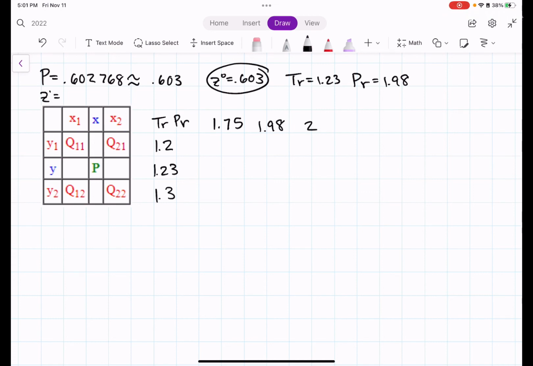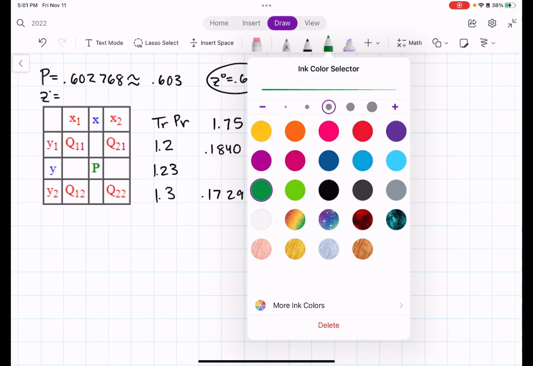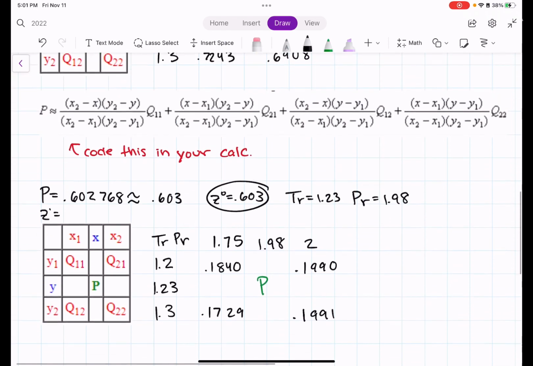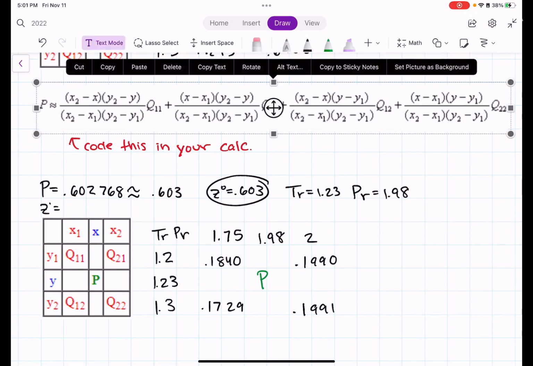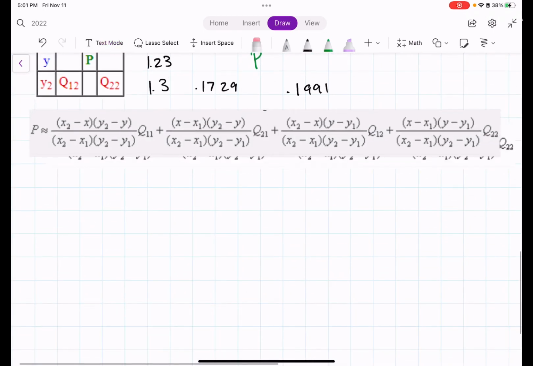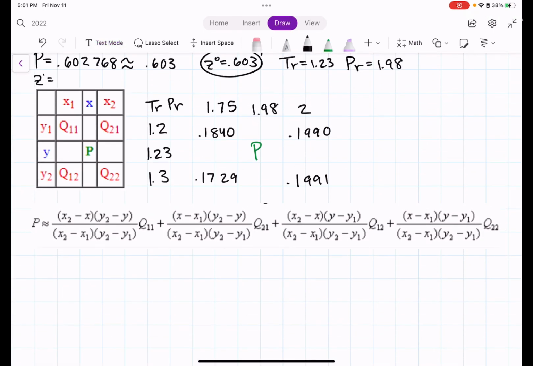The corresponding values at those points were 0.1840, 0.1729, 0.1990, and 0.1991. Again, we're trying to figure out what the actual Z prime value is using our TR and PR. We do that by using the same formula. You can plug and chug manually, or you can code it into your calculator or look it up online. It's completely up to you and what your teacher allows.